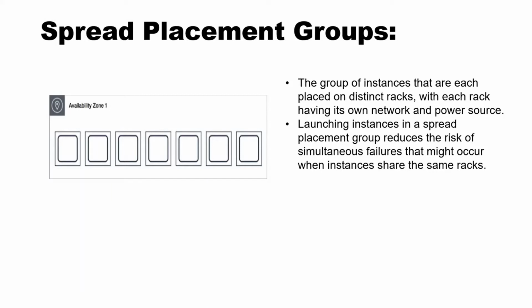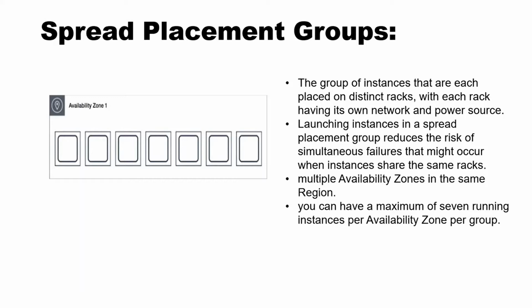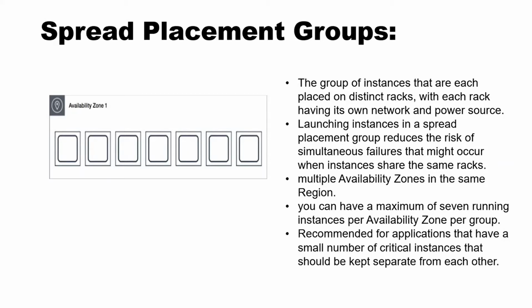If instances were on the same rack and failed simultaneously, there would be an impact, but with spread there won't be any. Multiple availability zones in the same region can be used. You can have a maximum of 7 instances per availability zone per group. It is recommended for applications that have a small number of critical instances that should be kept separate from each other. For that we can use the spread placement group.